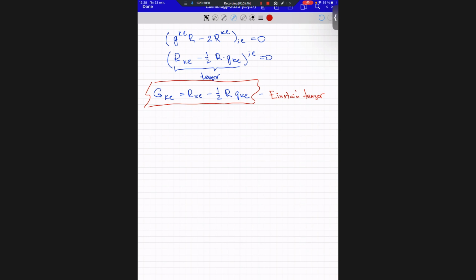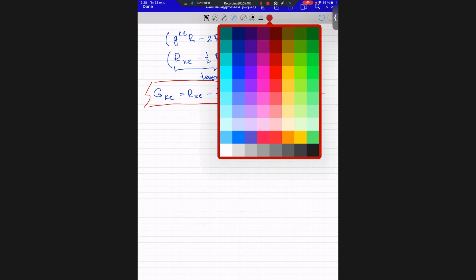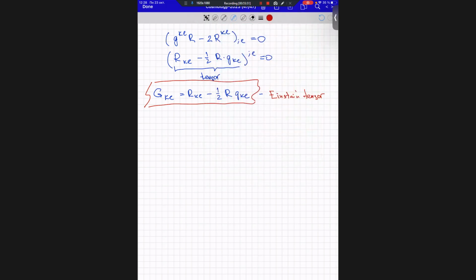From the point of view of geometry, we have everything we need. So it should be the Einstein tensor. Finally, you can see this is a tensor of the second rank, which we exactly need to construct the equation of the gravitational field. For this lecture, that's all.